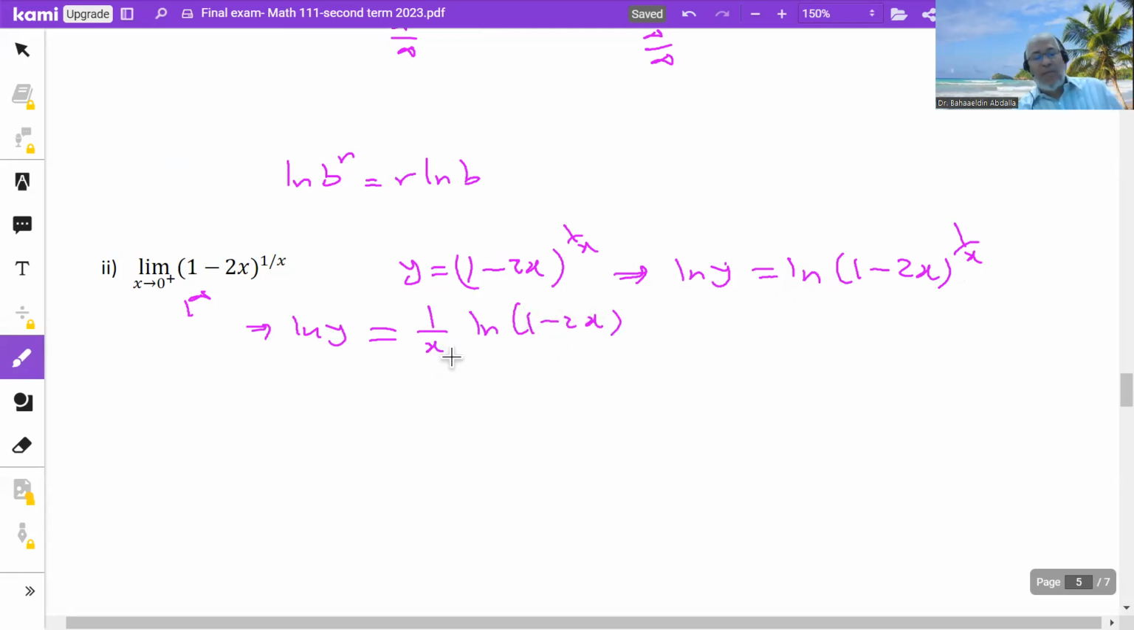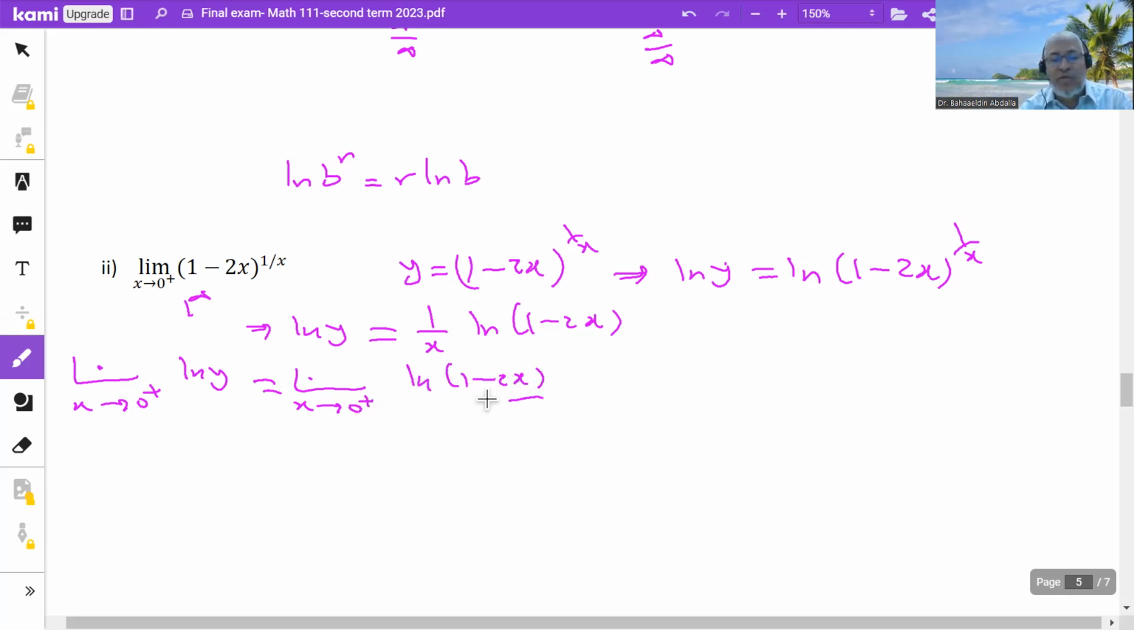And now I find the limit of ln y. The limit when x approaches 0 from the right of ln y. And this would be the limit when x approaches 0 of ln 1 minus 2x over x. I can write this as ln over x. If I replace x by 0, I'll have ln 1, which is 0 over 0. So I can use L'Hopital's rule.